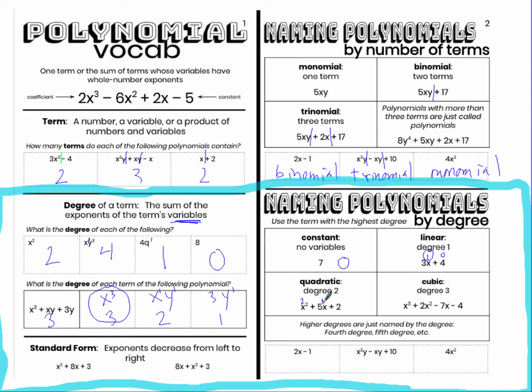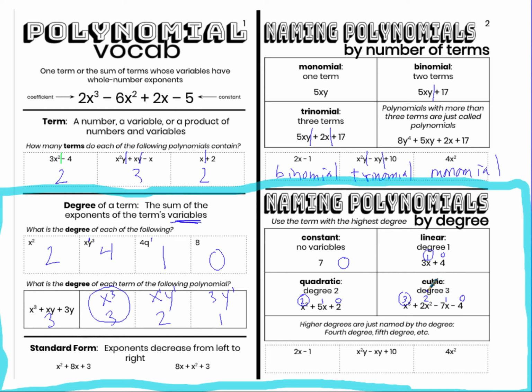Here we have a degree 2, a degree 1, and a degree 0 term. Therefore, the highest degree is 2. This is called quadratic. Here, 4 terms: a third degree, degree of 2, degree of 1, and degree of 0. Highest degree is 3. This is called a cubic polynomial.